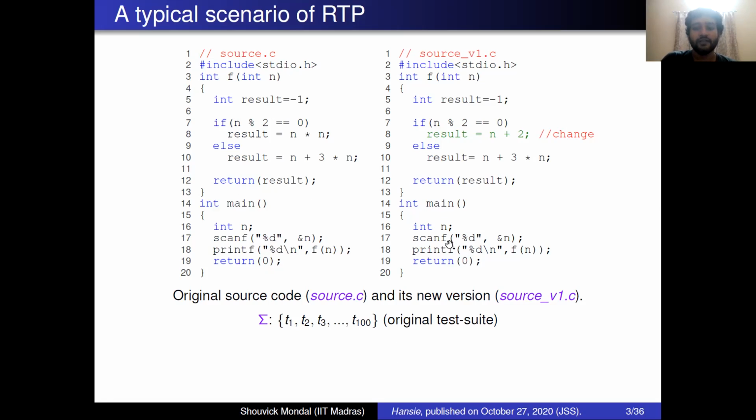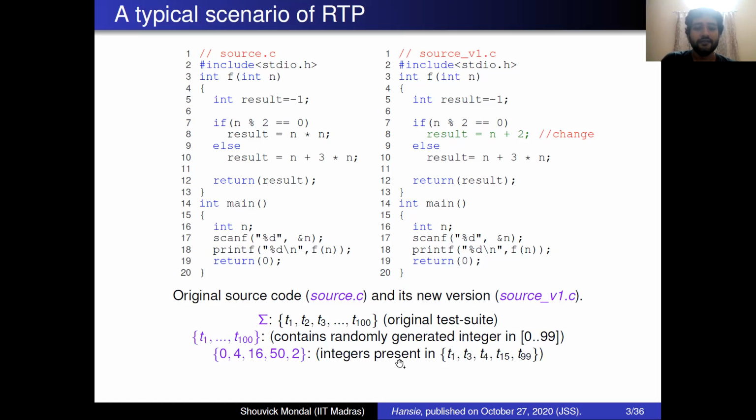Now the new version has come in and we perform the diff. So if the if block has got affected, the test cases that pass through the if block must have even numbers. So T1 to T100 contain randomly generated integers in the range of 0 to 99. And these are the 5 test cases that only pass through this part of the code, the if block. These are even numbers. And this is our running example.